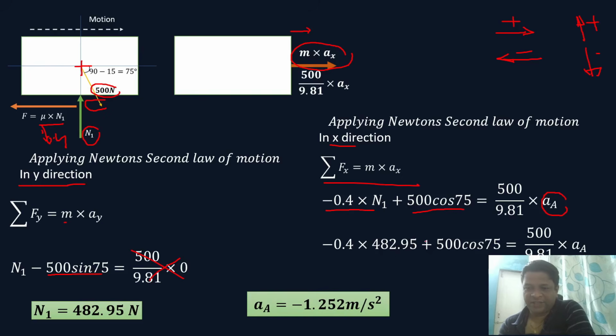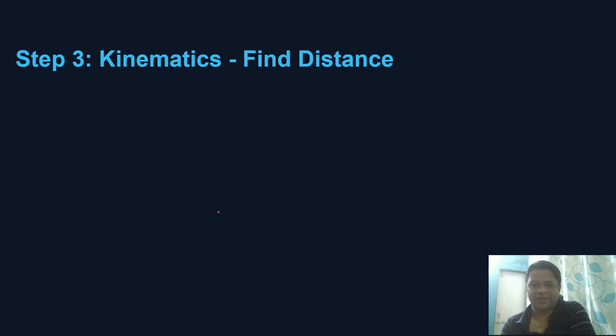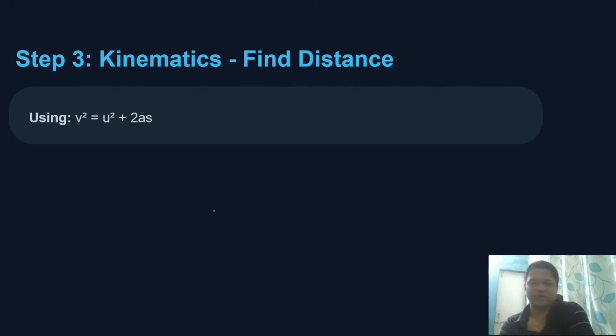Now solve this equation by putting in the values and get the value of acceleration. So first find the answer for this part, then divide it by 500 and multiply it by 9.81. We'll get the value of acceleration equal to minus 1.252 meter per second square. The negative sign shows that the speed will retard after some time and it will come to rest. Okay, but finding acceleration is not the exact solution. You need to find the distance traveled by the block before coming to rest.